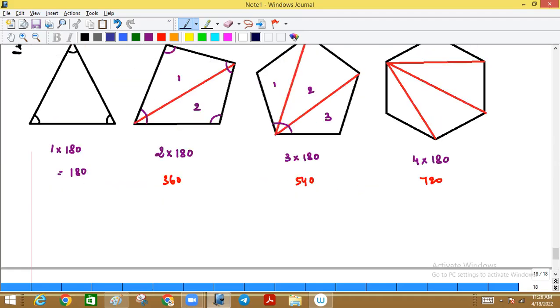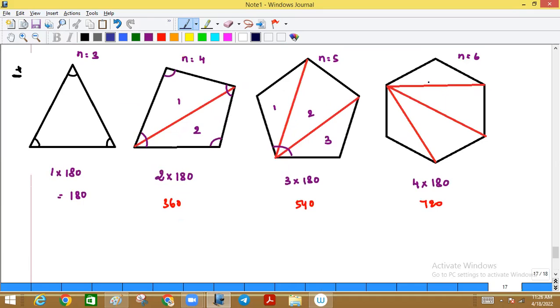Suppose if it is a regular polygon, when I say regular polygon, sides are equal, angles are also equal. If all the sides of a triangle are equal, you call it equilateral. If all the sides of a quadrilateral are equal, you call it a square. Okay, sides and angles. And pentagon, hexagon, you call it regular pentagon, regular hexagon.